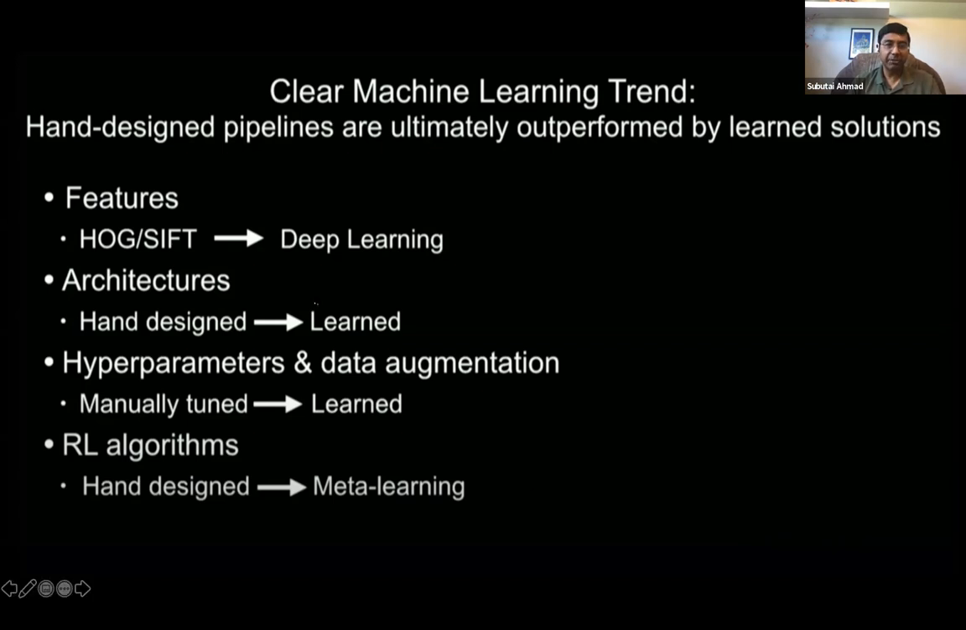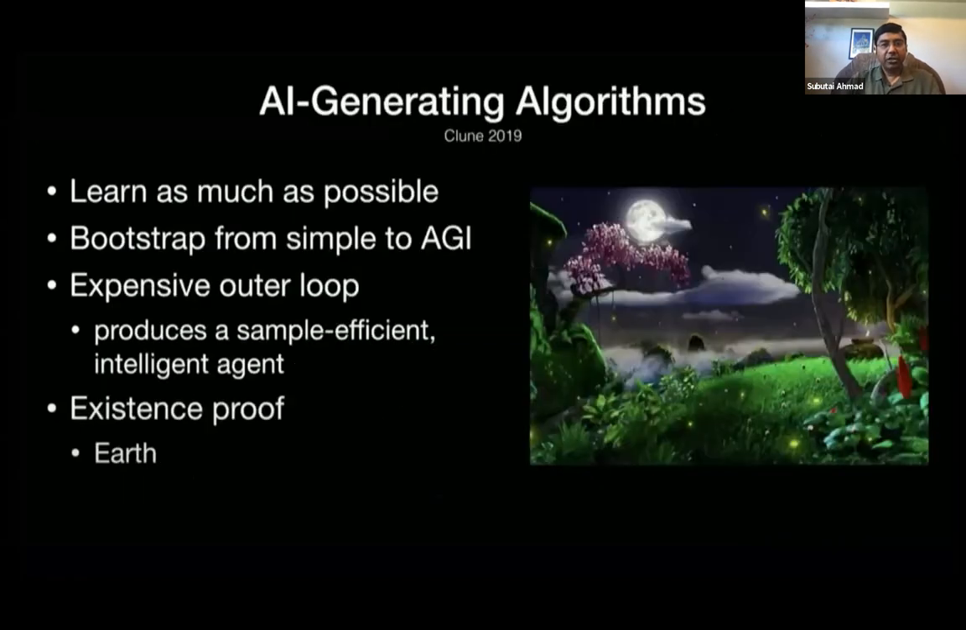There are tons and tons of examples of this, that through learning and optimization, you can figure out the stuff better than manually hand-tuned networks. So what he's proposing is, you want to learn as much as possible. You don't want to take all of these manual building blocks and hand-tune them. It's a very manually expensive process, but now that computing is becoming cheaper and cheaper, you should generate the algorithms themselves, and the outer loop itself can be automated.